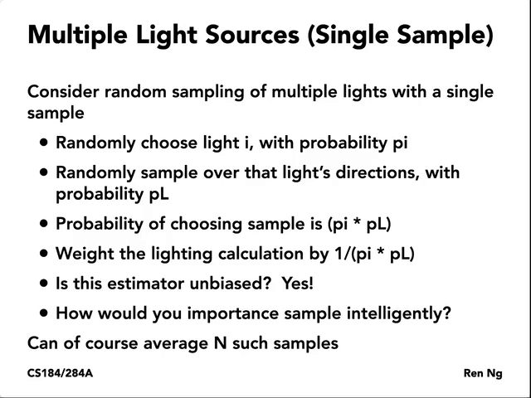How would you importance sample intelligently? For example, if you have i light sources, and you could tell one of them is much bigger and brighter than the others, you might choose to make the probability of choosing that a lot higher. You might even take into account whether it's closer to the point that you're illuminating or not, because if it's closer, its solid angle might be larger and the transfer of light energy will be higher. You could do all those kinds of things in setting up the probability that you use for each of those light sources. And of course, this is for a single sample. You could just repeat this n times and average n such samples, and that would give you an n sample Monte Carlo estimate using this scheme.